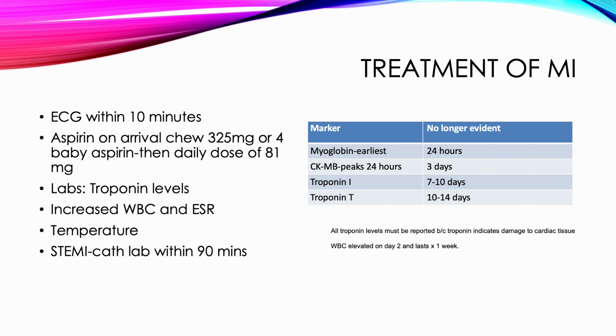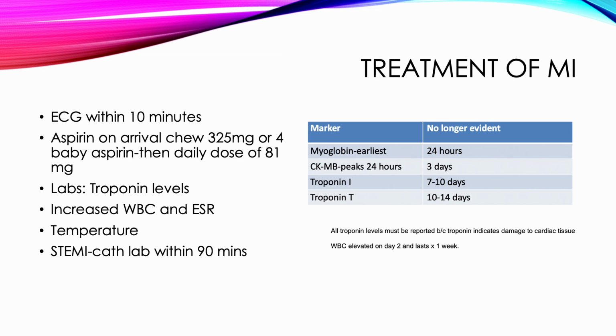Okay, aspirin on arrival. If they didn't get an aspirin on their way in by the EMTs, all right, you have them chew a 325 milligram tablet, or they can chew 4 baby aspirin. Okay, then after that, they get a daily dose of 81 milligrams. That's the cardiac dose. Aspirin is a very strong antiplatelet medication, so it keeps the platelets from clumping up in their narrow coronary arteries. Okay, so that's very important.